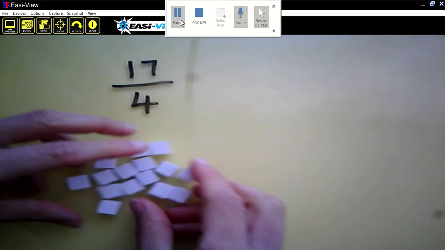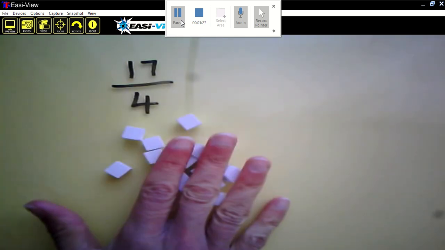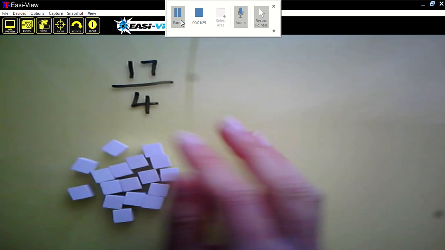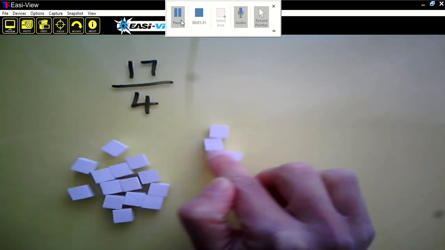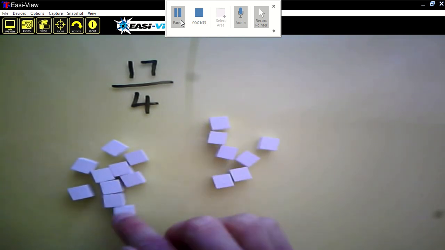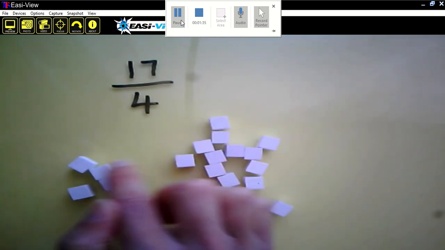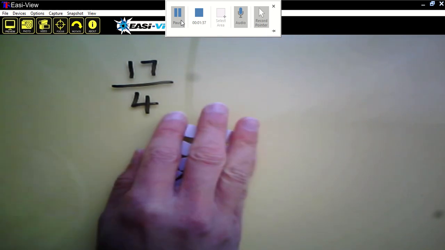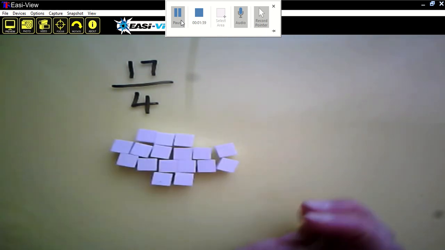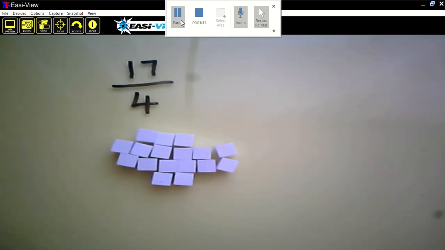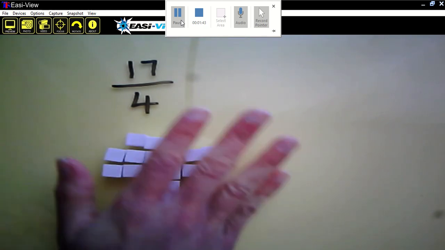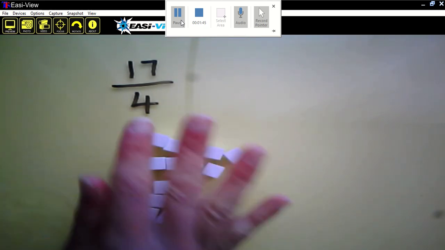Okay, so I've got my quarters. Let's just double check that I've got 17 quarters. Spot on, I've got 17 quarters here. So same as yesterday, you could use rice or anything that you can find that you've just got 17 of, and we just pretend that these are quarters.